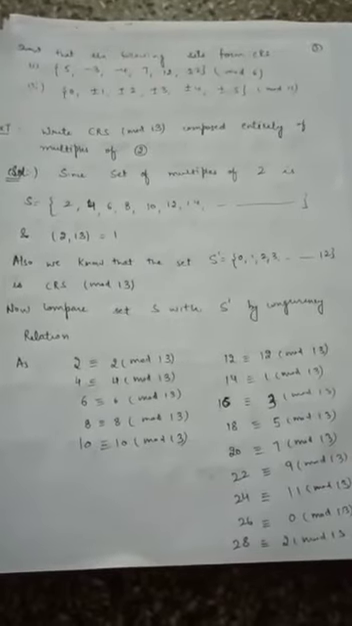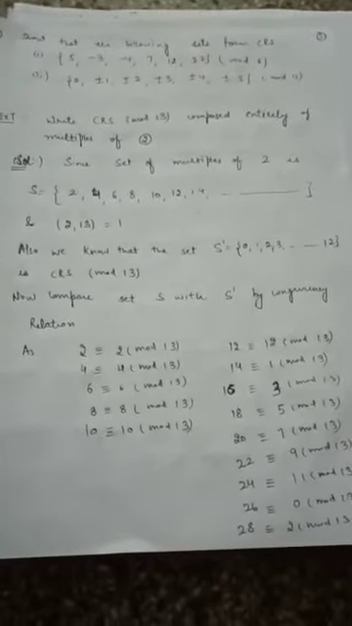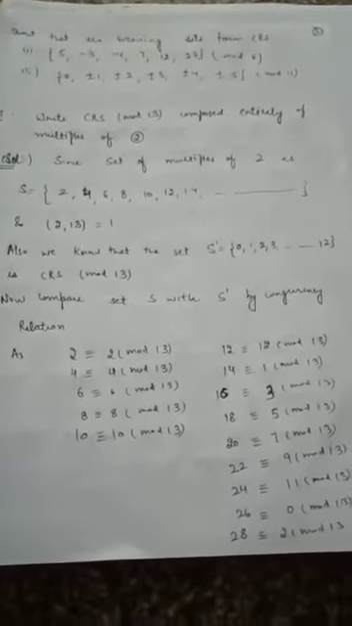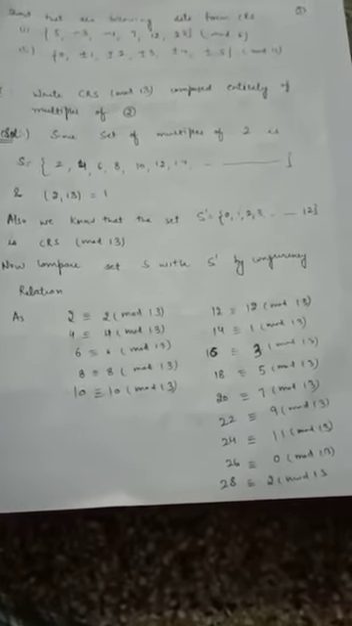Firstly, we see 2 and 13 have GCD 1. Now, according to the definition of CRS, we know the set S dash, 0, 1, 2, 3 up to m minus 1, that is 12, is a CRS. So we have to compare our set S with this S dash. That means from S we have to find those elements which give the remainders 0, 1, 2, 3 up to 12 in case of mod 13. So now start with 2.